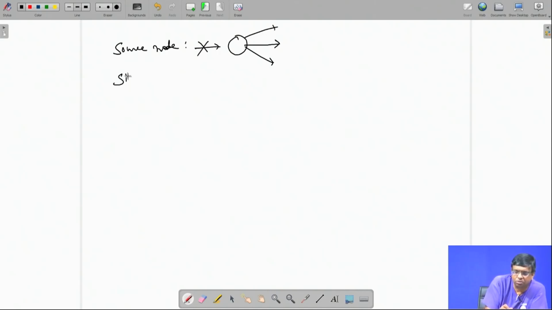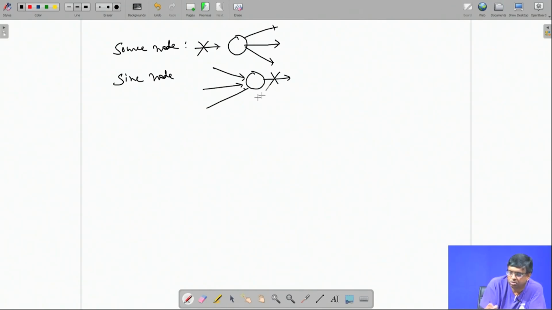Similarly, you can have a sink node. Here, there can be many incoming edges falling on it, but nothing goes out. That is called a sink node. These are terminating nodes. Both are terminal nodes, one is the beginning and the other the end.